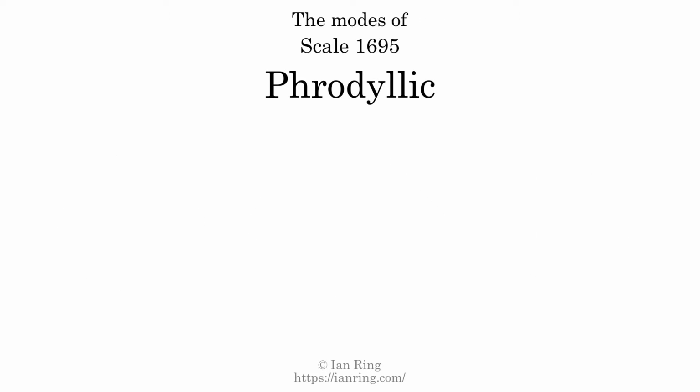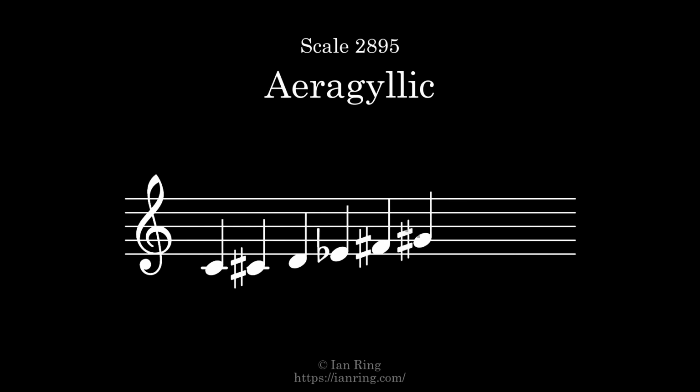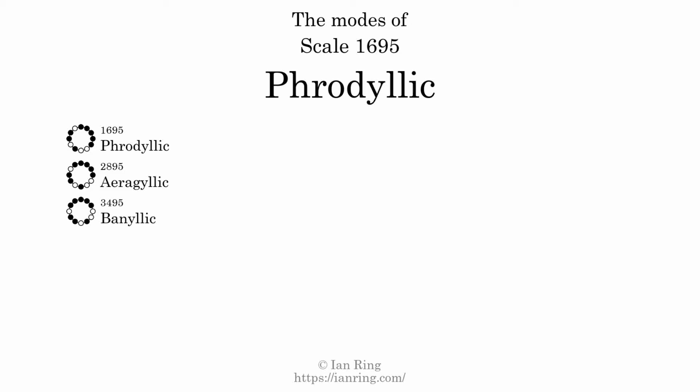This scale has 8 modes. The first mode is itself. The second mode is scale 2895, also known as Phrodyllic. It sounds like this. The third mode is scale 3495, also known as Phrodyllic. It sounds like this.